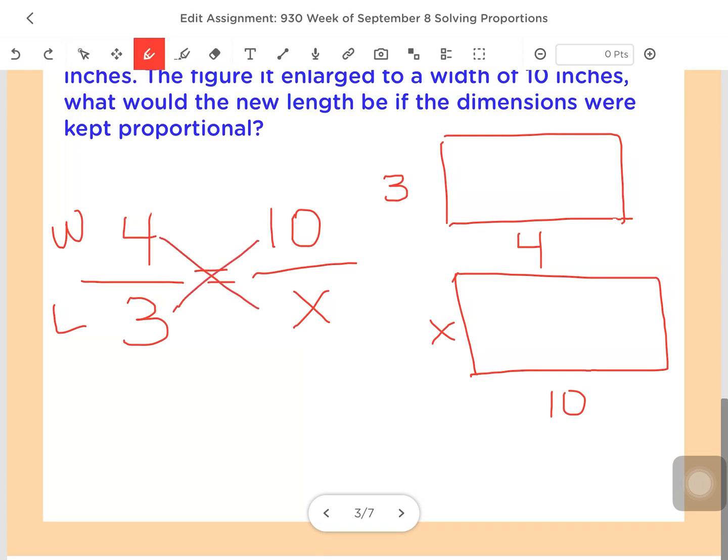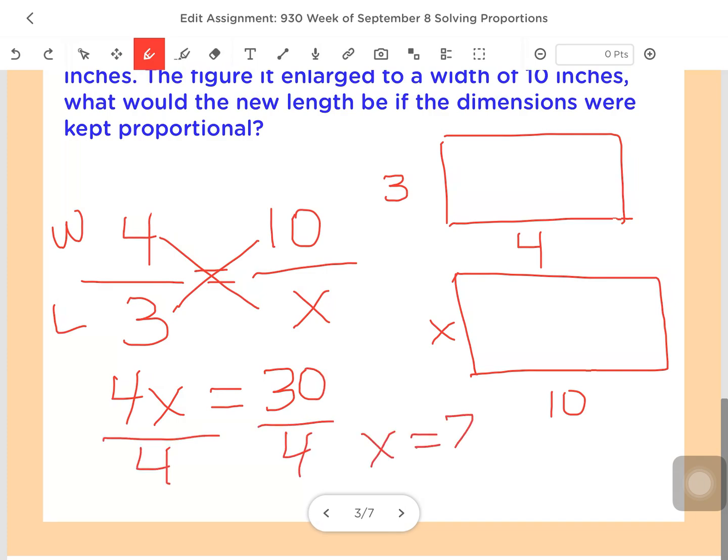So if I multiply 4 times X, I get 4X, and 10 times 3 is 30. So now I just have an equation to solve. I'm going to divide both sides by 4. So X is going to equal 7.5. So in this case, this is going to be 7.5 inches.